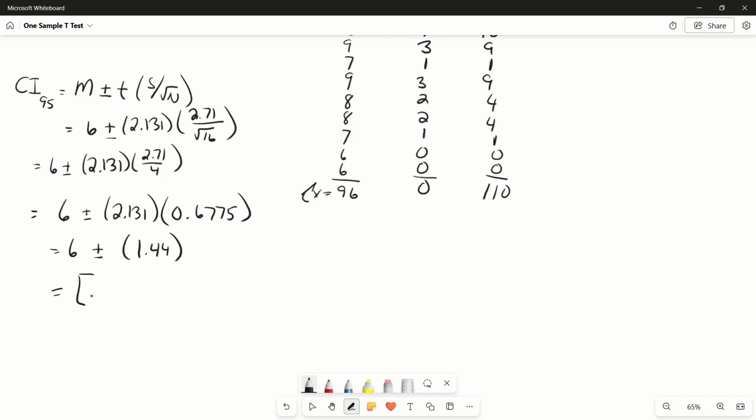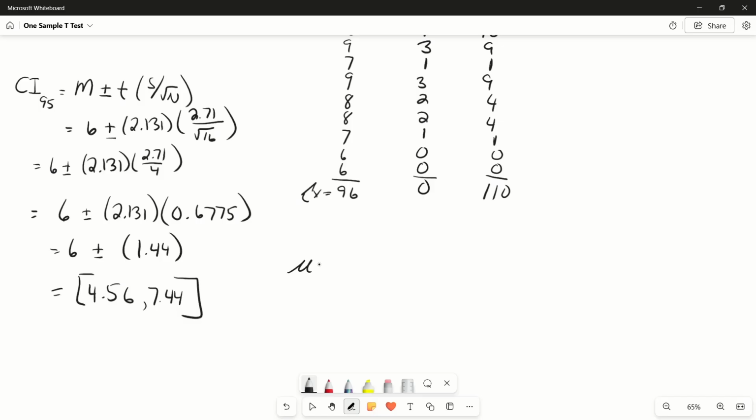And then we're going to put it into a bracket. The lower value, which is 6 minus 1.44, is 4.56. 6 plus 1.44 is 7.44. And there's your 95% confidence interval. So what this is saying is that the true population mean, so the population from which this sample was taken, has a mean between 4.56 and 7.44. We're 95% confident that the mean of the population from which this sample was taken is between these two values.